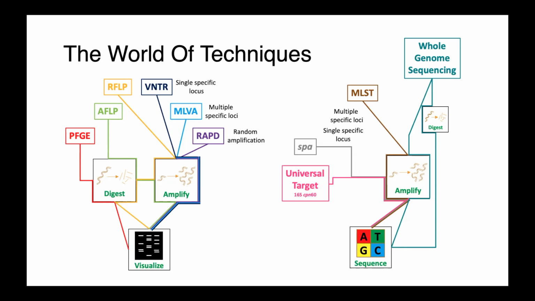On the right, we have our sequence-based techniques. We can either use universal targets, something like 16S or CPN60. We can have more hypervariable techniques, perhaps a gene like spa, which is used for typing methicillin-resistant Staph aureus. Or we can have multi-locus techniques. So multi-locus sequence typing involves sequencing multiple housekeeping genes and comparing the sequences of those to a database. And then finally, the techniques that are really sort of taking over molecular epidemiology are whole genome sequencing. This can be based on a simple amplification of DNA, as we see with the Oxford Nanopore technology, or sequencing digested fragments of whole genomes, as we saw with older technologies.